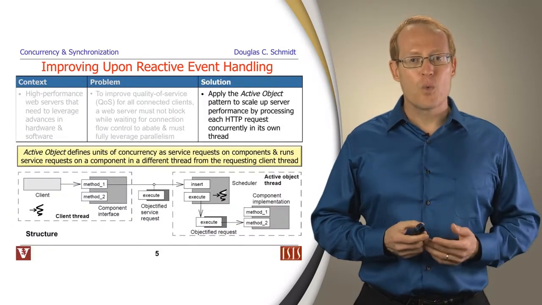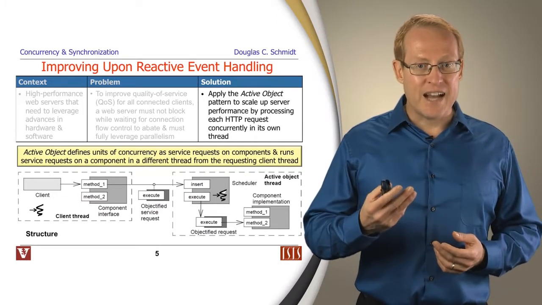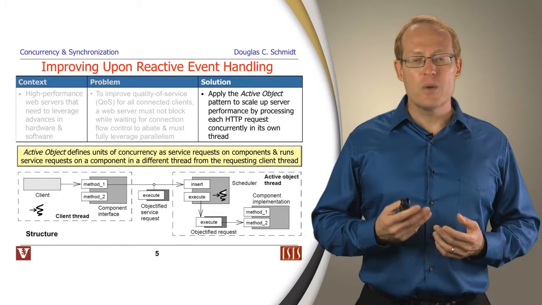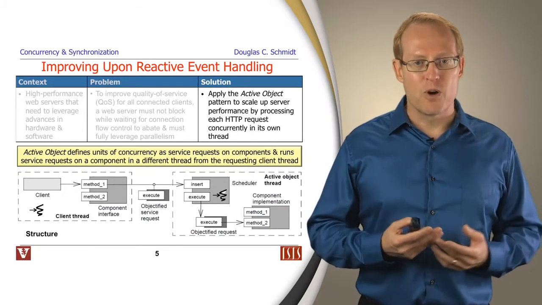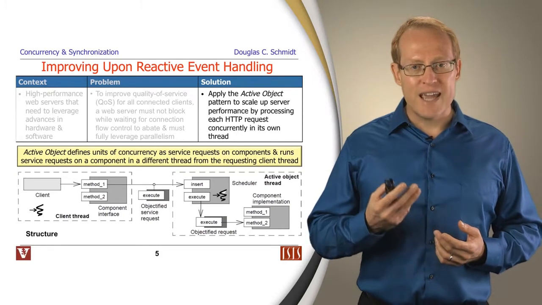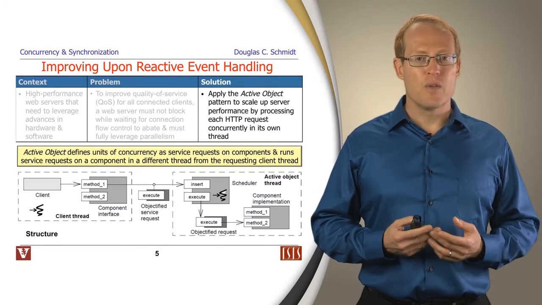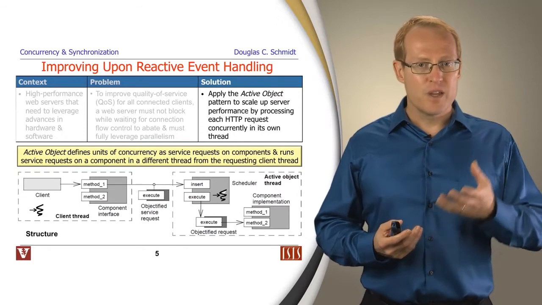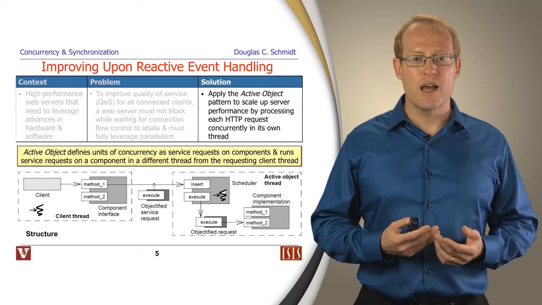To do that, we're going to be talking in this part of the module about applying the active object pattern. And we're going to use this active object pattern to scale up the server performance, by processing the various HTTP requests in separate threads of control. In particular, we're going to have a separate thread of control for each connection that comes in from a client.